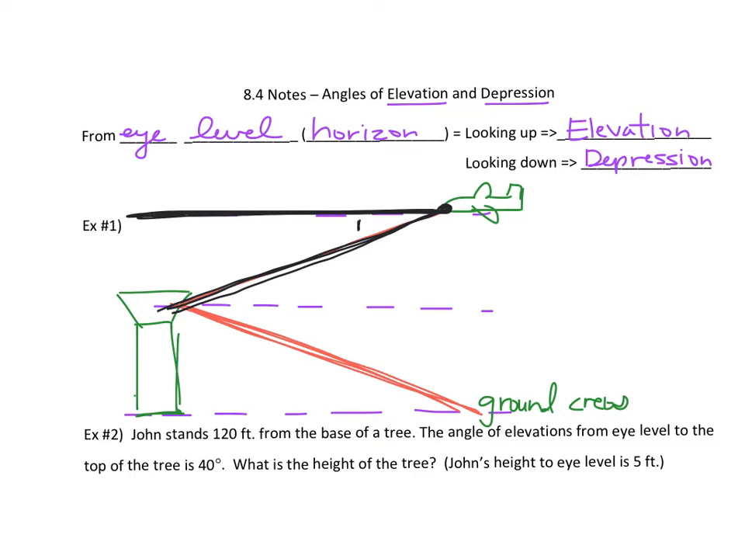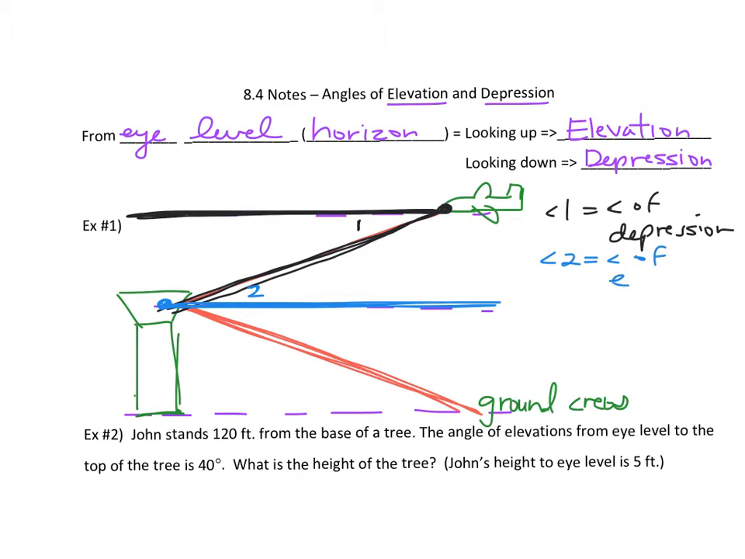So this angle right here, we'll call it angle 1. We would say angle 1 is an angle of depression because they had to look down to see the air traffic controller. Now on the flip side, the person in the air traffic control tower, their line of sight is here, okay? So if they want to see the airplane, this angle right here would be their angle. Would you say that's an angle of elevation or an angle of depression? That's elevation. They had to look up to see the airplane. So angle 2 is an angle of elevation.